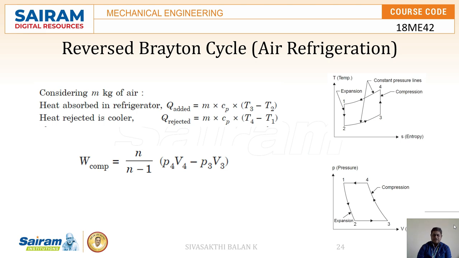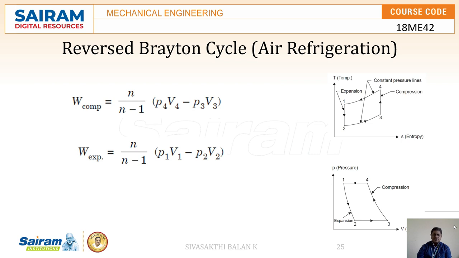Next, we will see how to derive the compressor work required to compress the medium for an isentropic process. This formula we studied in basic thermodynamics, where for an isentropic process the work done on the system is n divided by n minus 1 into P4 V4 minus P3 V3. That is, 4 is the end of the compression process, and 3 represents the start of the compression process.